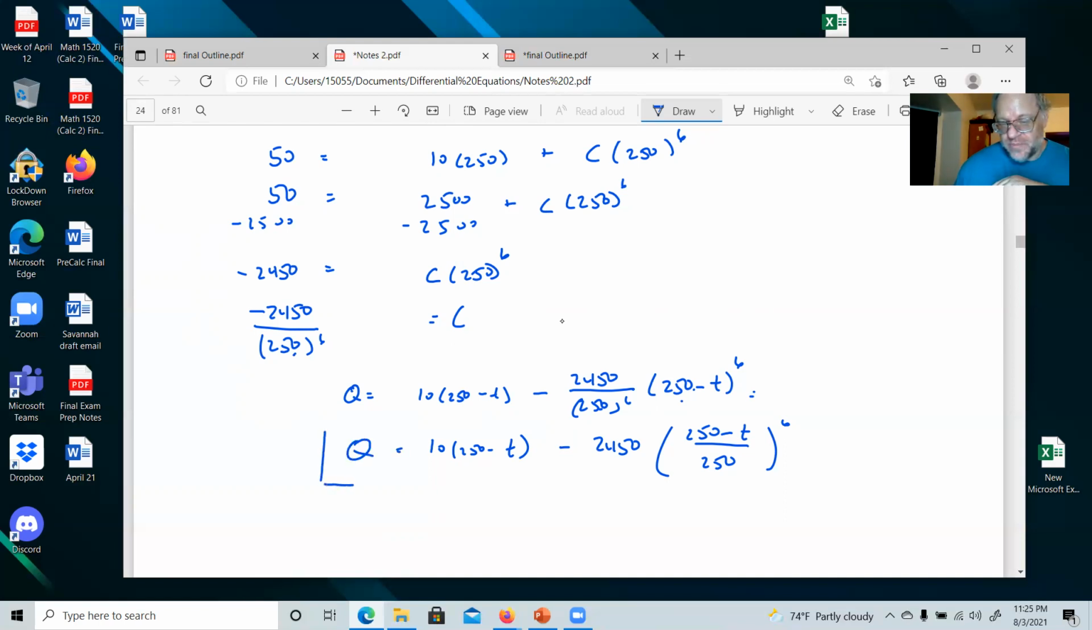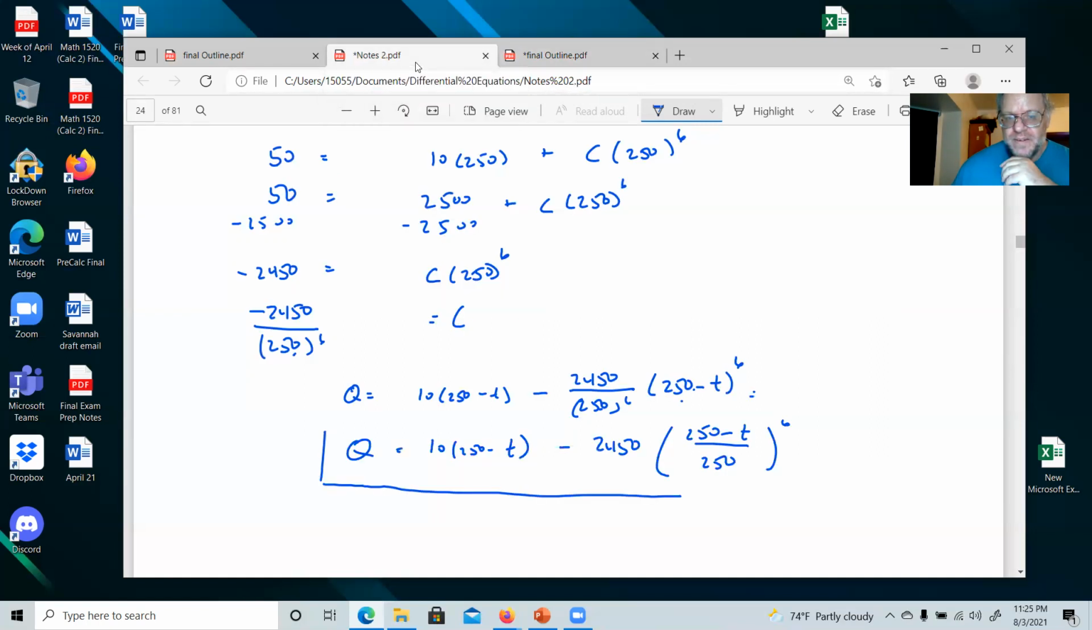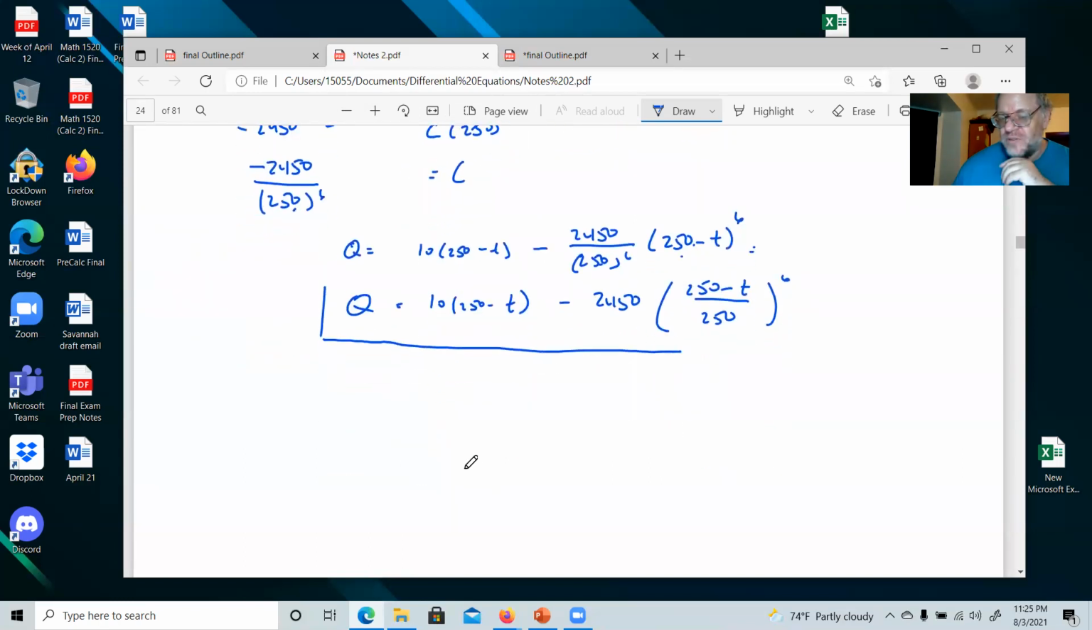Okay, and there's my q. Notice when I came up with the problem, it says, when will the tank be empty? Well, what happens when t is 250? It's leaking out 2 gallons per minute. We start with 500 gallons, losing 2 per minute. So at the 250th minute, 4 hours later, I'm not going to have any salt in the tank. Why not? Because there's no water in the tank. There's nothing in the tank. All right, so there you go.